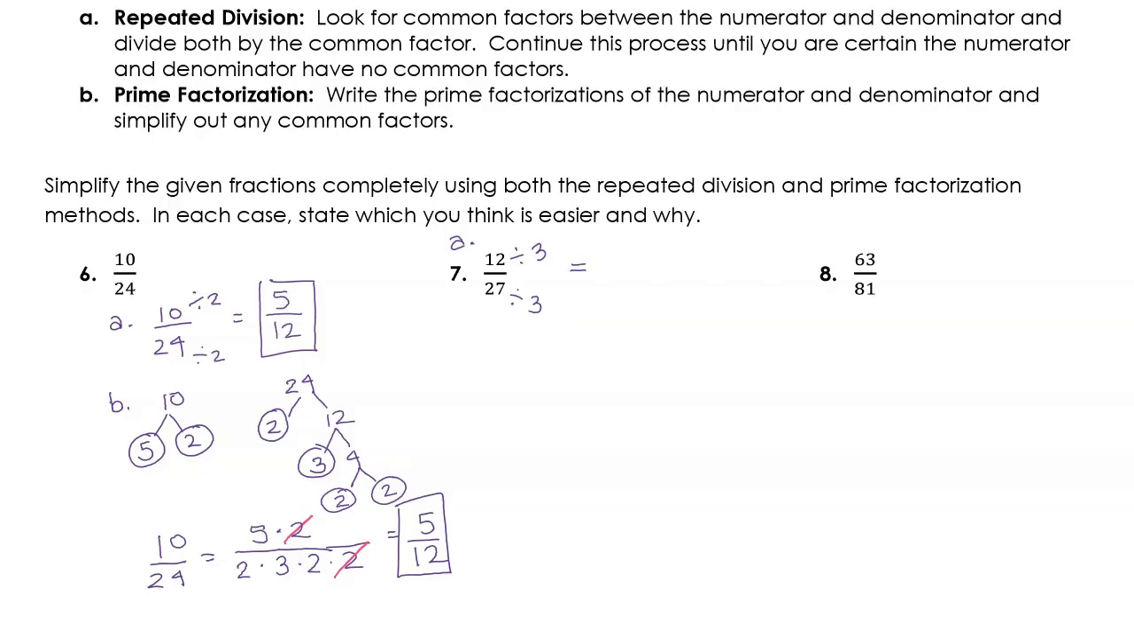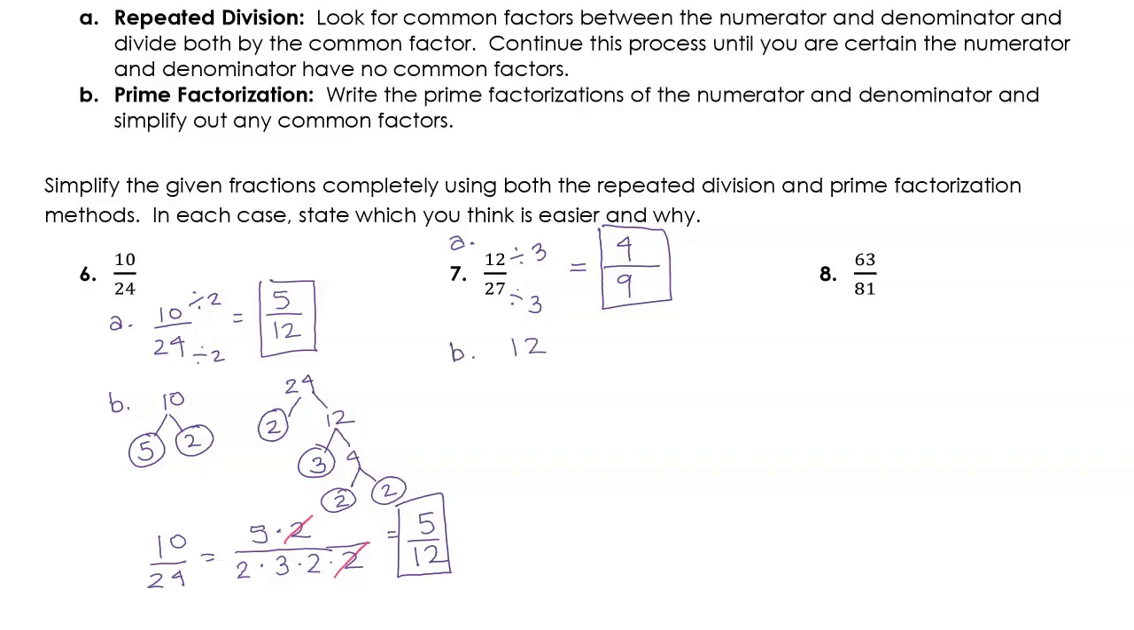I get 12 divided by 3 is going to be 4. And the denominator is going to be 27 divided by 3. That'll be 9. Now 4 and 9 do not have any other factors in common, so we know we've simplified it enough. Let's go ahead and do it with prime factorization.